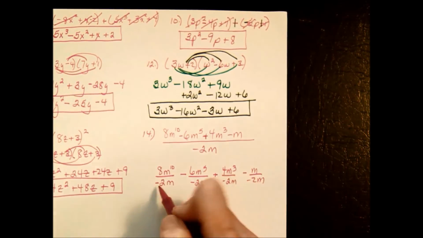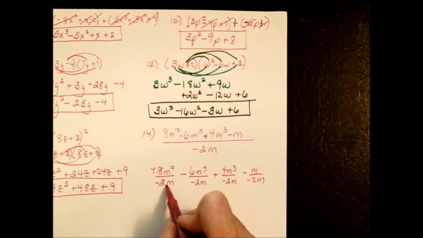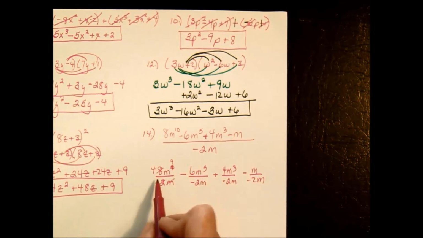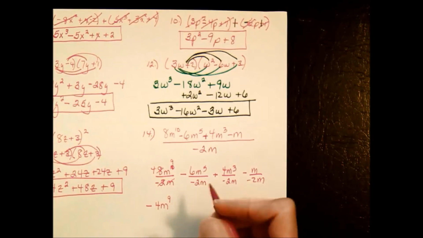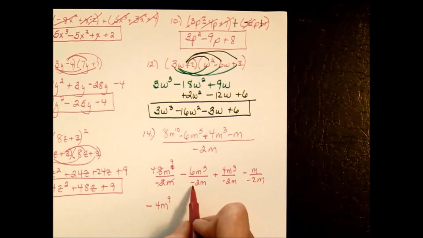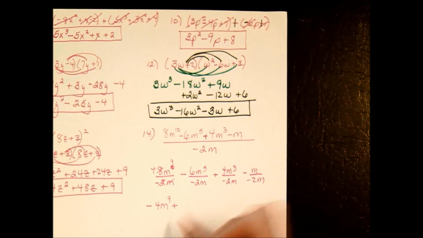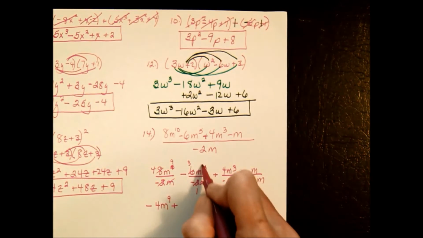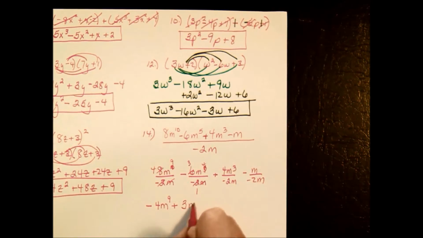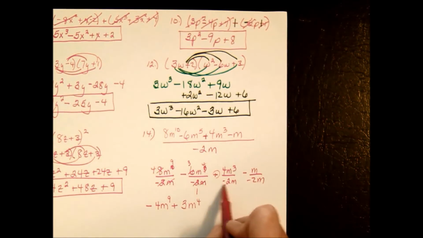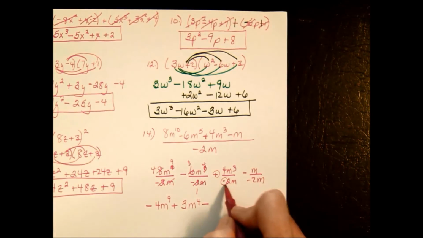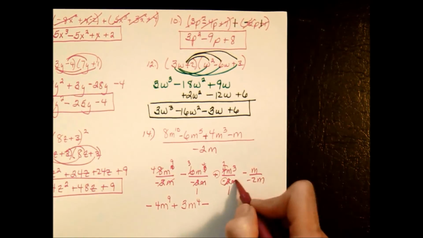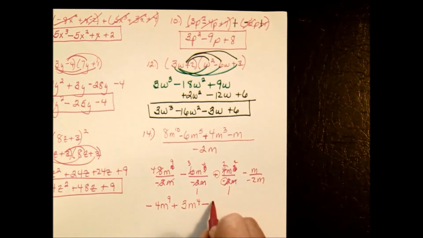So 2 goes into 8 4 times. This m cross cancels one of those, but I have a positive divided by a negative is a negative. So I have negative 4m to the 9th as my first term. Next, a negative divided by a negative is a positive, so I'm going to write that first. 2 goes into 2 once, it goes into 6 3 times. M cross cancels one of those, so I have positive 3m to the 4th. A positive divided by a negative is a negative. 2 goes in 2 times. This m cross cancels one of those, and I have minus 2m squared.